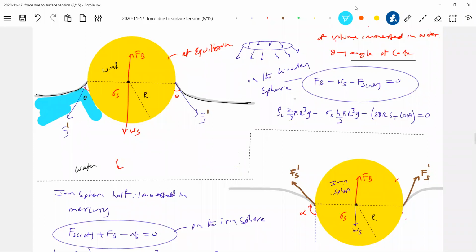Why we didn't consider? Because there, see, we have to learn in order, no? First, fluid statics we should know properly. Without fluid statics, how will you learn surface tension? First, we should know the fluid statics and dynamics.